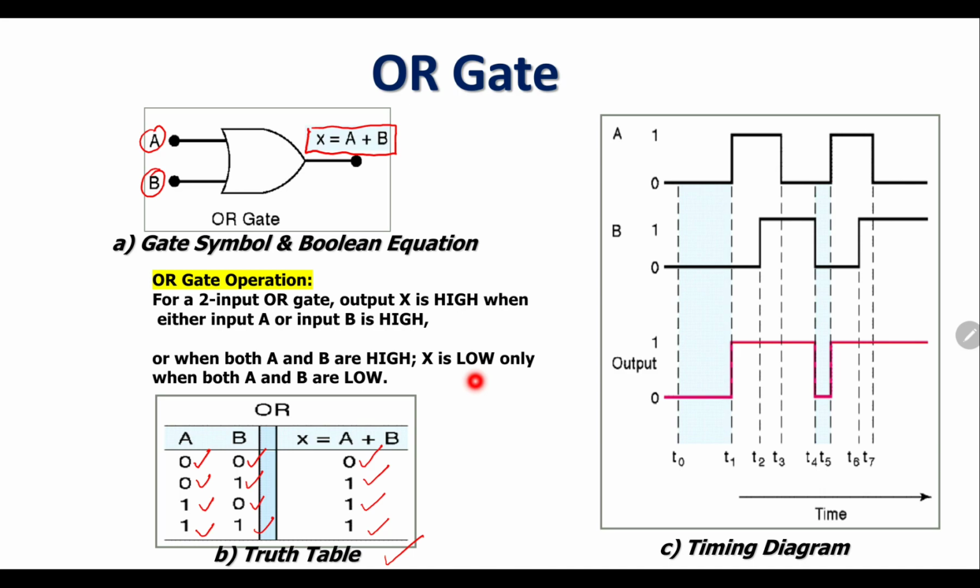So if you know this, you can read the timing diagram. 0 plus 0 is 0. Okay, this one is 1, this one is 0. 1 plus 0 is 1. 1 plus 1 is 1. 0 plus 1, 1. 0 plus 0, 0. 1 plus 0, 1. 1 plus 1, 1. 0 plus 1 is 1. So you can read this timing diagram in the correct way.